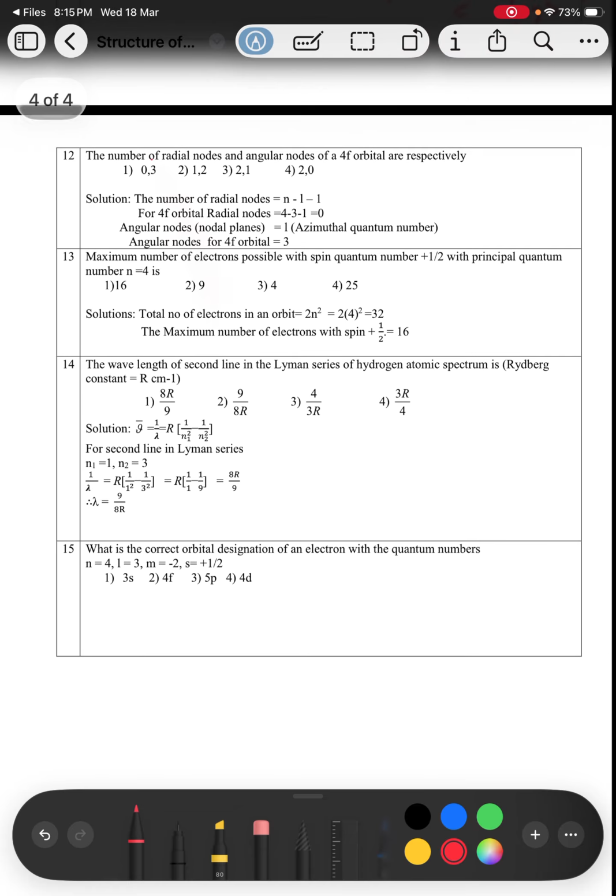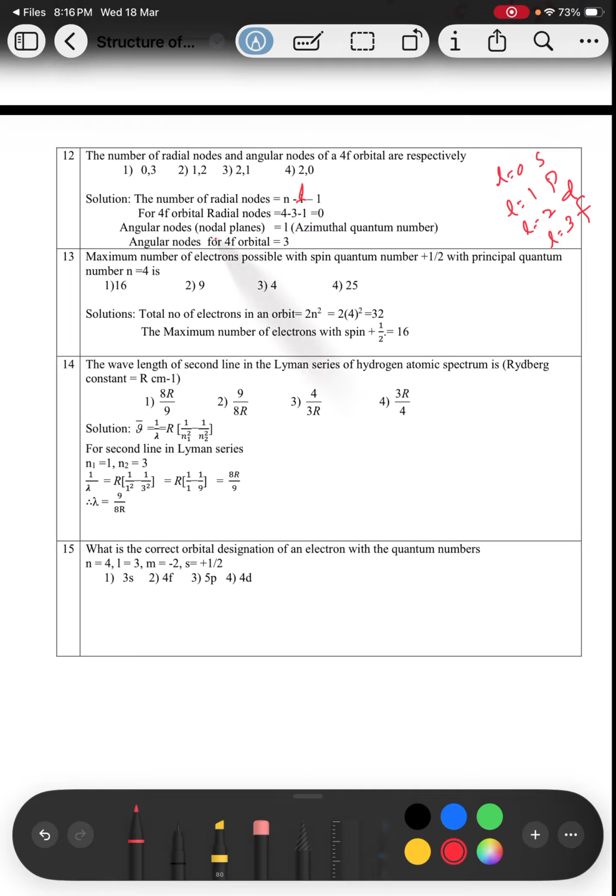Next, 12th one, the number of radial nodes and angular nodes of a 4f orbital are respectively. The number of radial nodes is n minus L minus 1, where n is the principal quantum number. For the 4f orbital, n is 4. For an s orbital, L is equal to 0, p orbital, L is equal to 1, d orbital, L is equal to 2, f orbital, L is equal to 3. These are the azimuthal quantum numbers. Here for the 4f orbital, L is 3. So 4 minus 3 minus 1 equal to 0. So the number of radial nodes equal to 0.